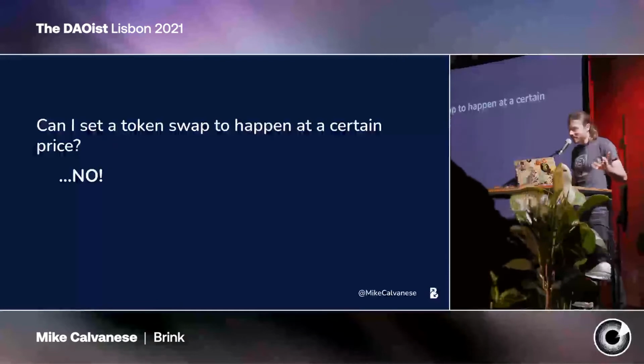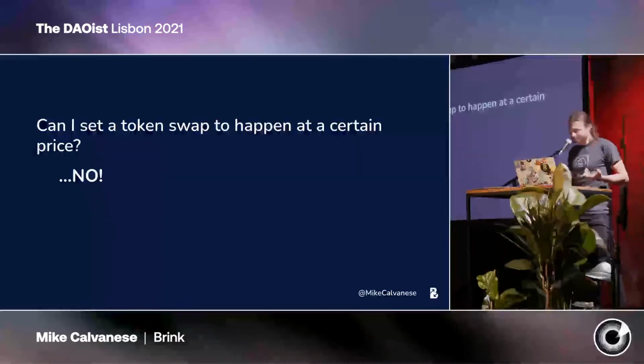On-chain right now, if you're talking about Ethereum transactions or really any layer 1 or layer 2 blockchain transaction, can I do something like this? Can I set a token swap to happen in the future if a price is hit in that market? And the answer is no, you cannot do this. You can't do it natively to blockchains. It's just not a property that exists.